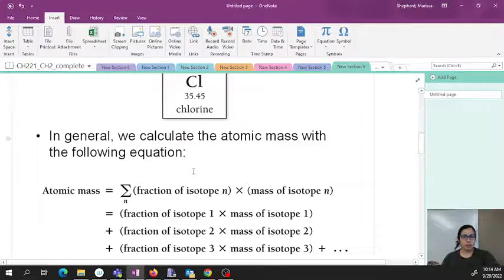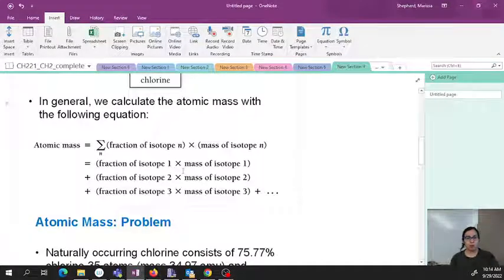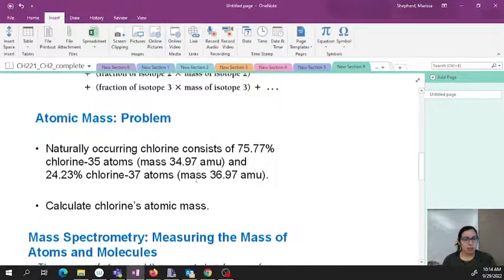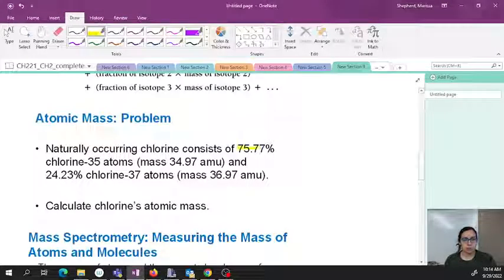And so we would calculate the atomic mass with the following equation. And so all this is saying, it makes it sound really complicated, but it's just a summation of your percent of whatever isotope 1 is times that mass. And so all this would be for chlorine. So we look at chlorine. So naturally occurring chlorine, it only has 2 isotopes. So its first isotope is chlorine 35, which has an exact atomic mass of 34.